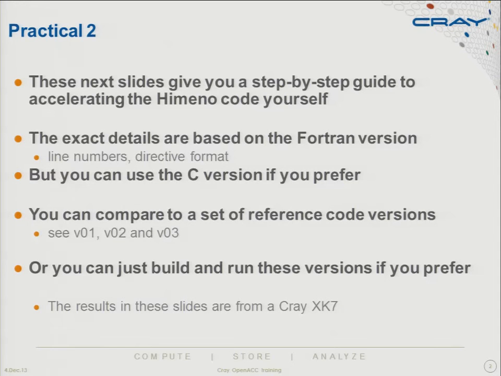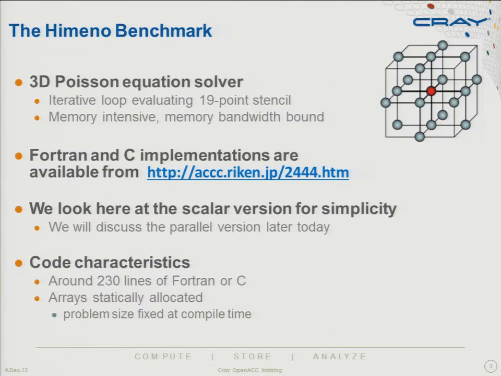So what I'm going to try and do is to go through and show you what you do in order to recreate those steps. If you want, you can try it yourself. If you'd rather just look at the reference versions, you can do that. So the code itself is a very simple benchmark. It's a 3D Poisson solver. It's a next-to-nearest neighbor stencil.